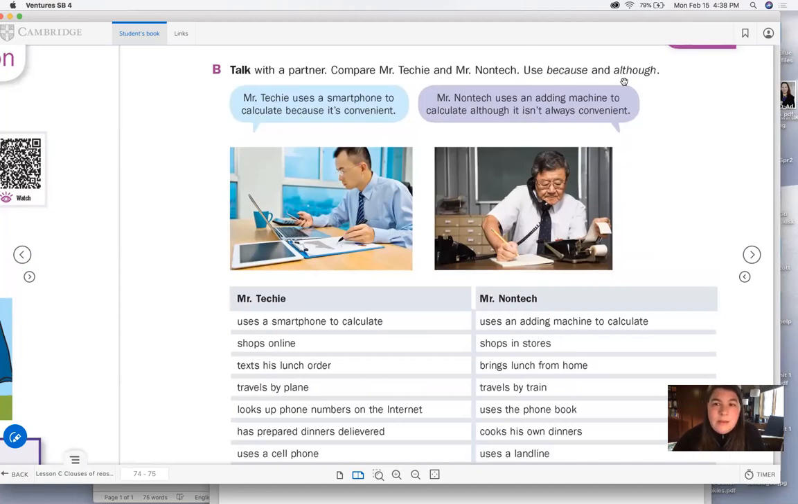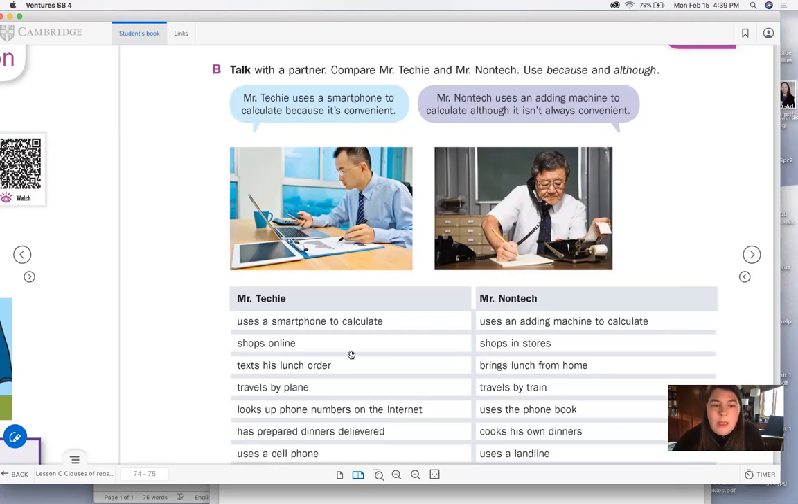So up here, it says talk with a partner, but you're going to write some sentences. Use because and although. So here are some examples. Mr. Techie uses a smartphone to calculate. Why? Because it's convenient, it's fast. Convenient, which means easy, remember? Mr. Non-tech uses an adding machine to calculate, although it isn't always convenient. It isn't easy. So he uses this, although it isn't convenient.